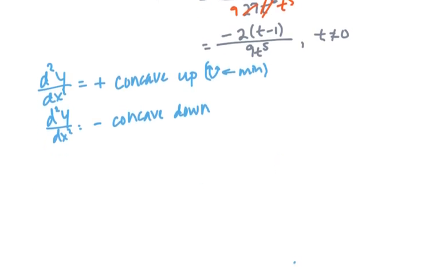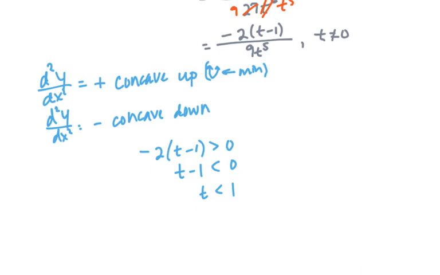So let's look at the numerator. We have negative 2 times t minus 1. So we want to look at the sign. Where is it positive? So let's set this equal to 0, or greater than 0. So t minus 1 is less than 0. When you divide by negative 2, you flip the inequality. So that says t is less than 1. So that's the first part.